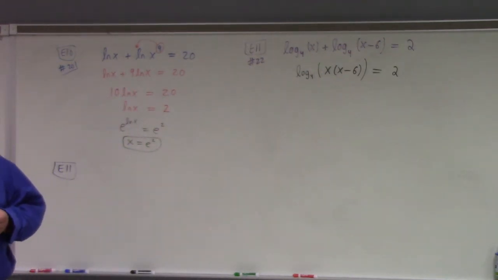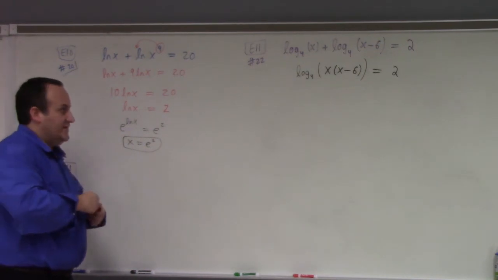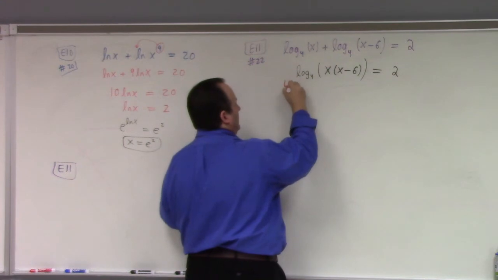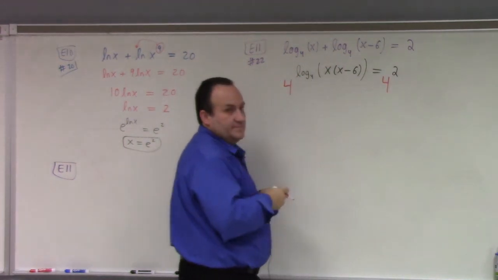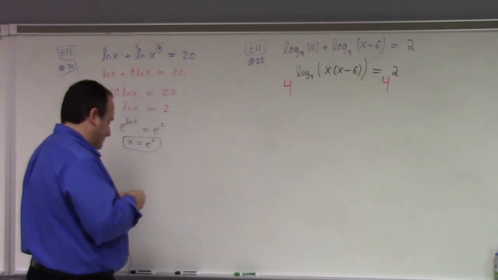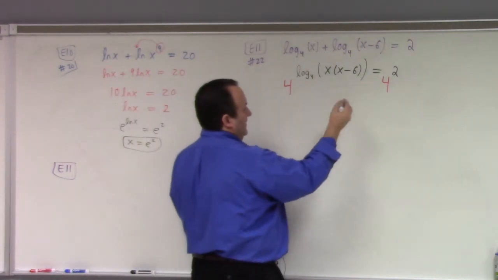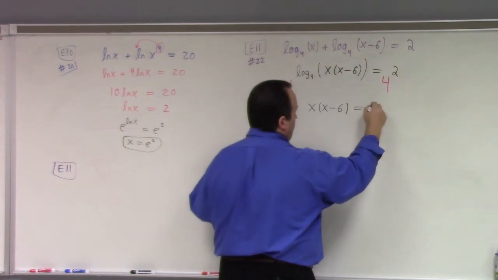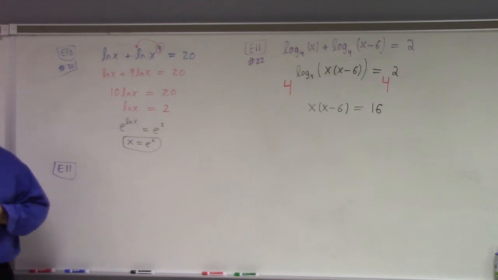How do we get rid of it? We exponentiate both sides, right? Both sides raised to base 4. So I take 4 to the log base 4 equals 4 to the 2, like so. What's that give me? It gives me 16. x times x minus 6 equals 16. Now, how do I solve that?